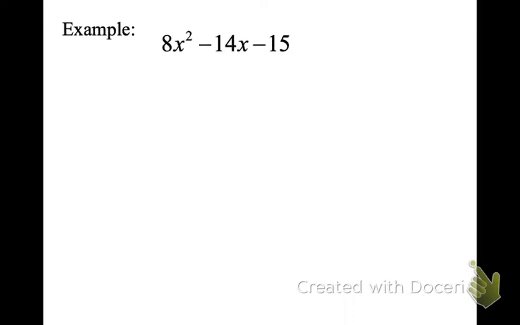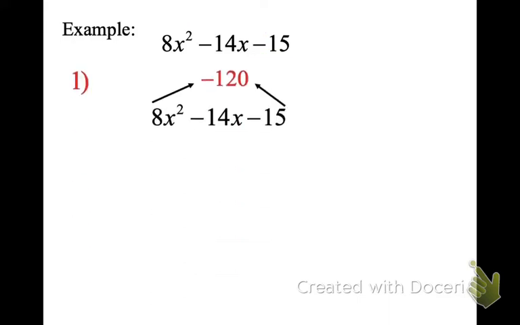All right, so the first thing we're going to do is multiply our 8 and our negative 15 because the sign goes with it, and we end up getting negative 120. Then you can either use a factor tree or maybe guessing or listing all the factors of negative 120 and combining them.